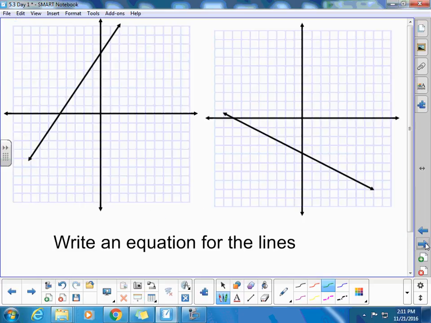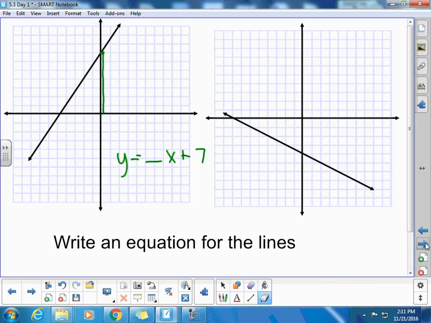What's the equation for these lines? These I don't have my points on there, so we're going to have to try to find some. It looks like it goes right through there. So again, y equals something x plus b, which is 1, 2, 3, 4, 5, 6, 7. So it's plus 7. Where else does it cross?